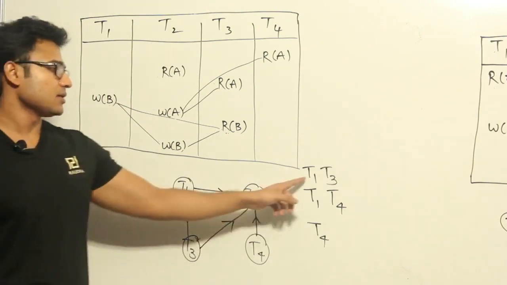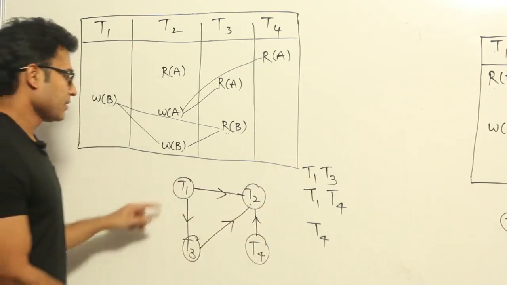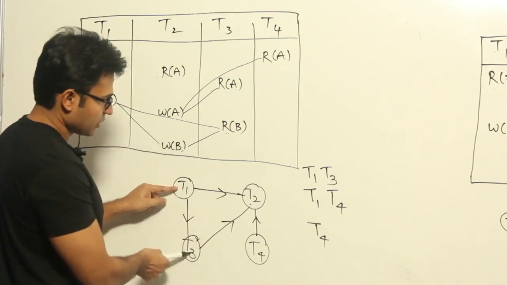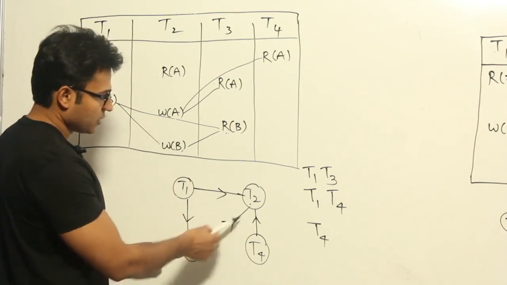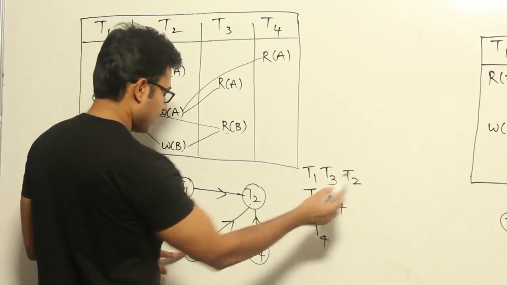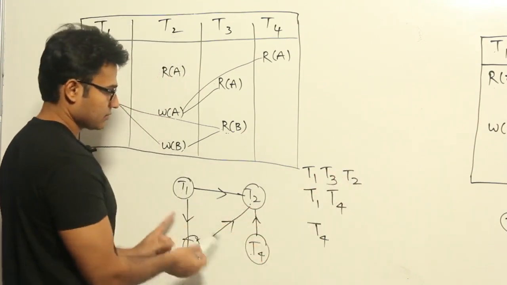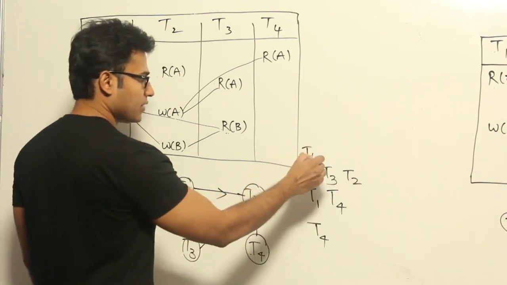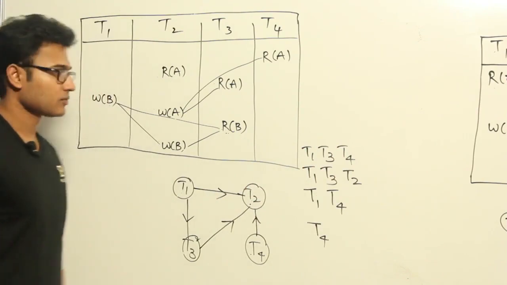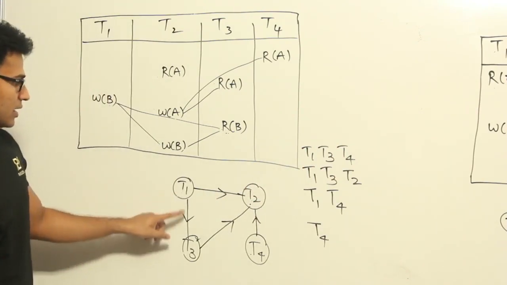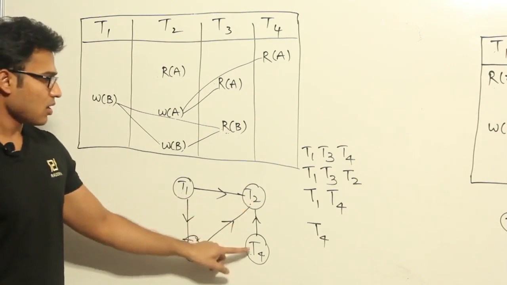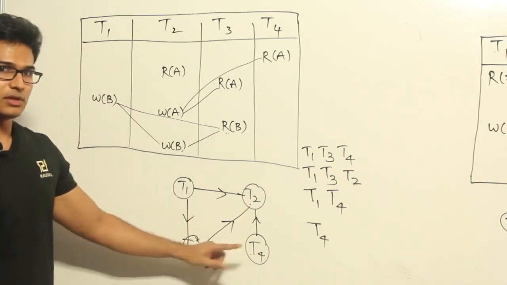right? Now let's see what happens with this. So T1 followed by T3. Okay, T1 is over, T3 is over. Now can I start with T2? Yes, so I can start with T2. Or can I start with T4? Yes, isn't it? Therefore after T1 and T3 I can start with either T2 or T4, isn't it?